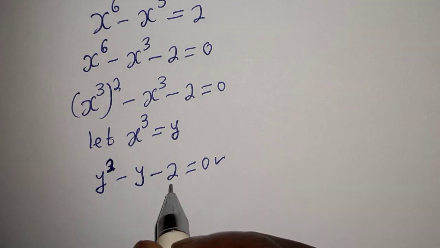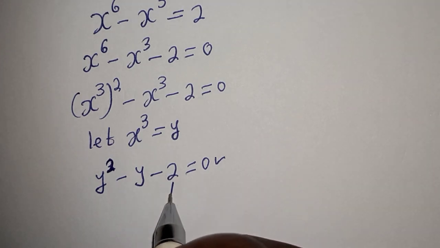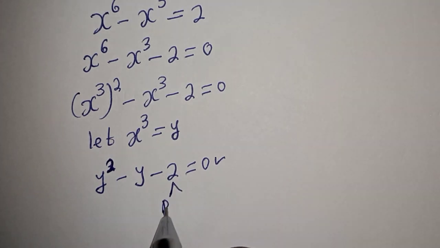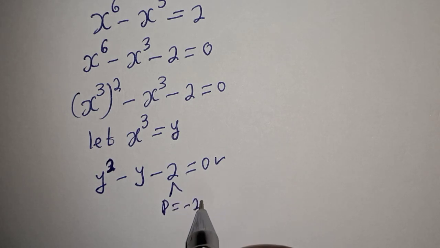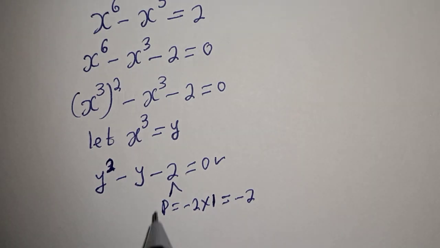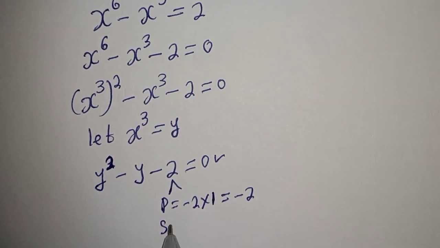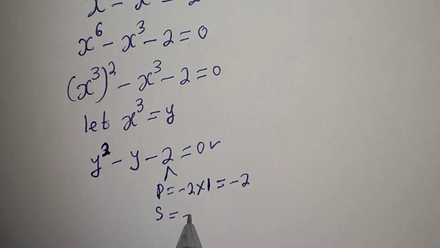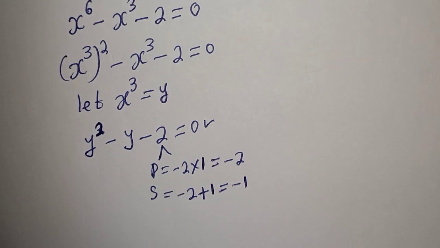Then in factorization method, this is the product, which must be minus 2. P is equal to minus 2 multiplied by 1. This is equal to minus 2. And this is the sum, which is going to be minus 1. Sum is equal to minus 2 plus 1. This is equal to minus 1. Let's substitute.